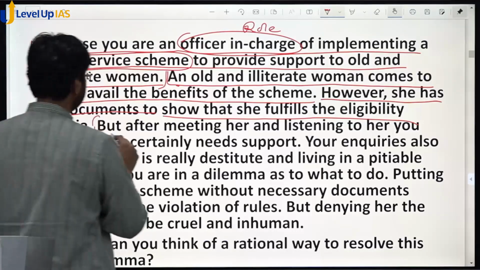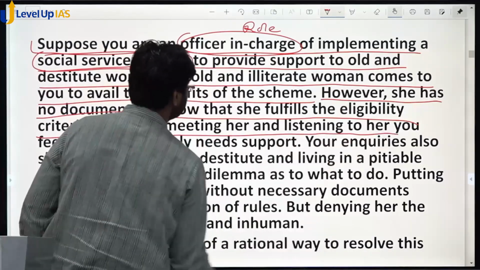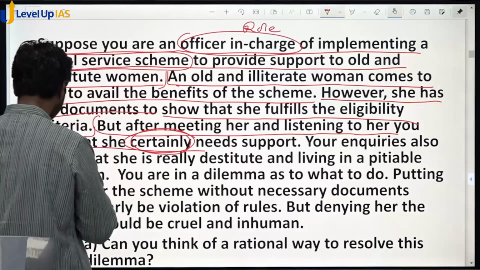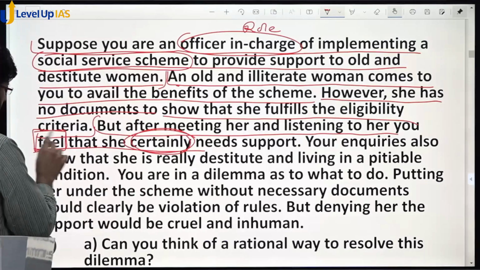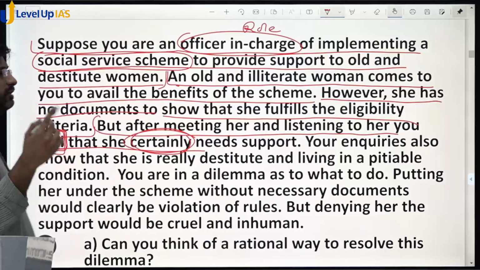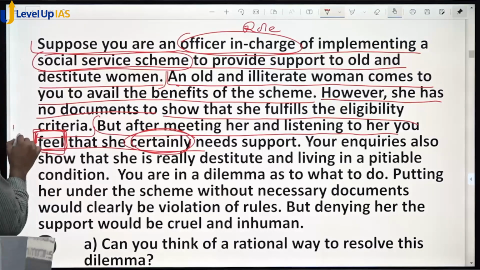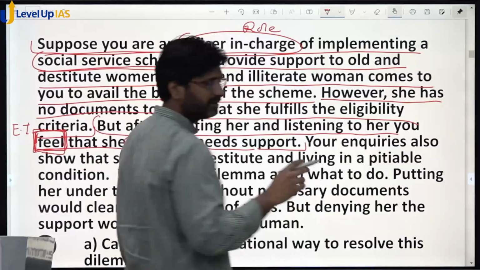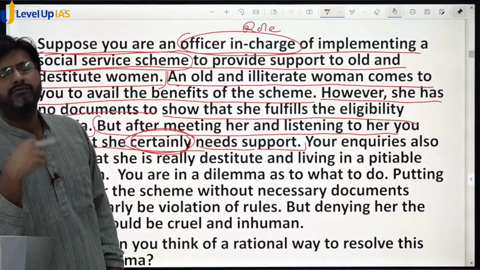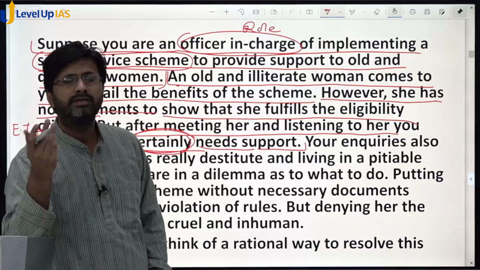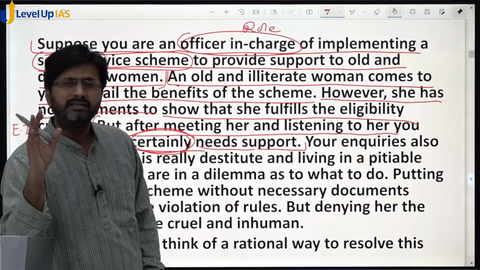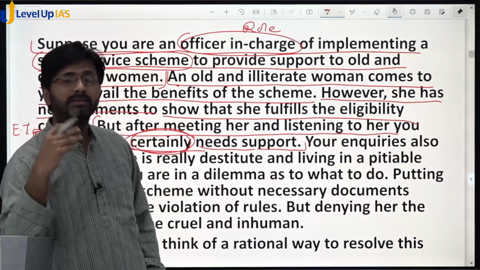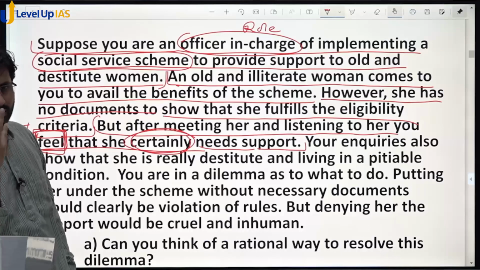Now, but after meeting her and listening to her, you feel that she certainly needs support. Emotional intelligence. You have started feeling, but even after you feel, what would you do? Please try to understand. You feel that इनको support चाहिए. Now, when would you feel that? Obviously somebody who is physically भी बहुत कुछ strong नहीं है, simple humble person, clothes भी normal है, जब आप बात भी करते हैं तो वो बता रही है कि मेरा कोई नहीं है, जो भी है एक पता चल जाता है आंखों से, बातों से.